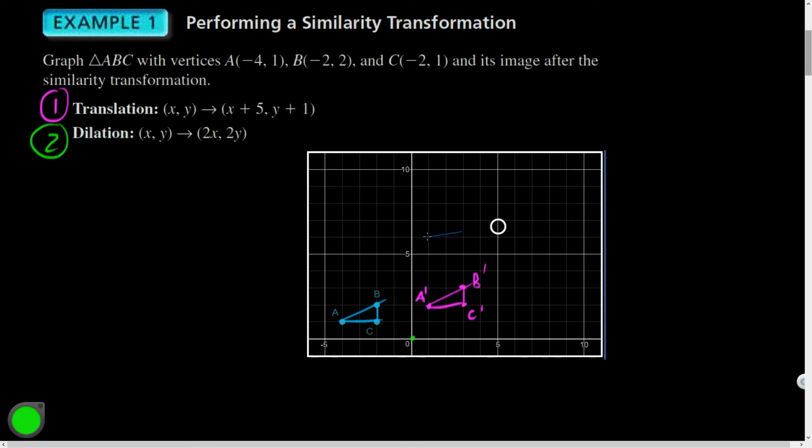So let's dilate. This is going to be about the origin. And we're dilating by a scale factor of 2. So our end result, A prime is kind of over 1, up 2. So go over 1, up 2 again. So A double prime will be right here. B prime was over 3, up 3, so over 3, up 3 again will be twice as far from the origin. There we go, B double prime. And C prime was over 3, up 2, so over 3, up 2 again will be C double prime.